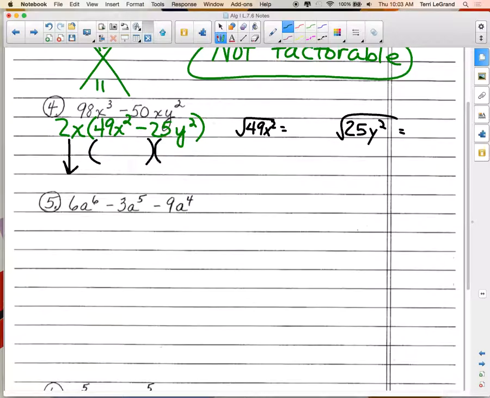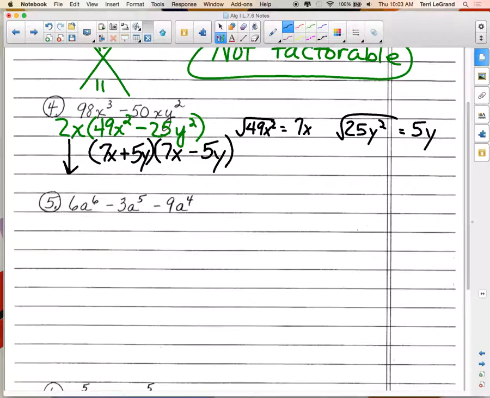Both binomial factors are going to start with what? 7x. Both binomial factors are going to end with 5y. What operations do we put in these? Addition and subtraction, one of each. We have the difference of squares.